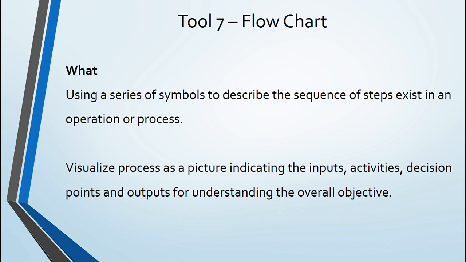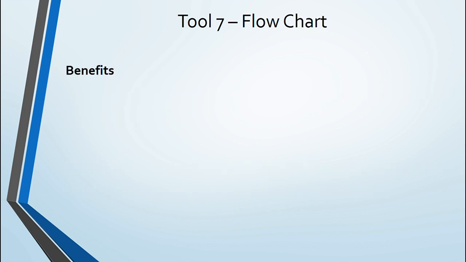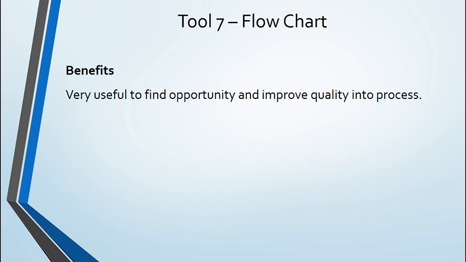A flowchart helps visualize a process as a picture indicating inputs, activity, decision making and output of the process under observation to make its overall objective understood. A benefit of using a flowchart is that it is very useful in finding opportunities for improving quality in a process.